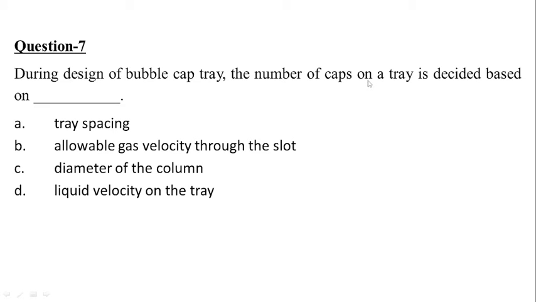So tray spacing and diameter of column are not considered for designing the number of caps on a tray. Mainly the factor used for calculating the number of caps in a tray is allowable gas velocity through the slot. So option B is the correct answer. The allowable gas velocity is used for determining the number of caps on tray for a bubble cap tray.